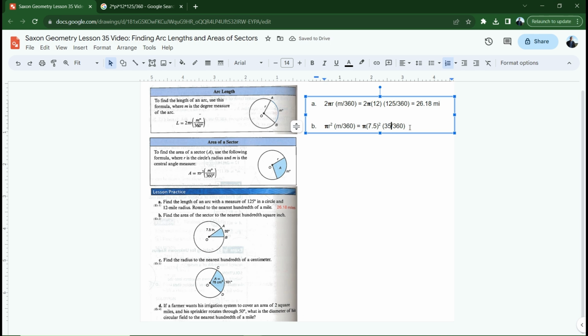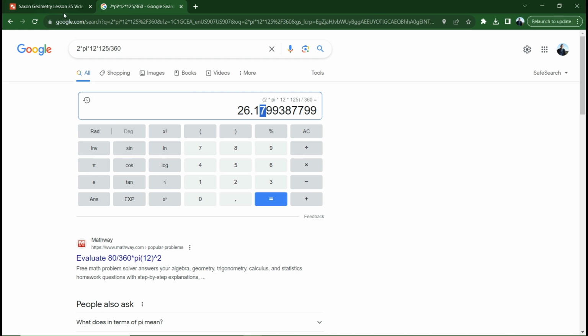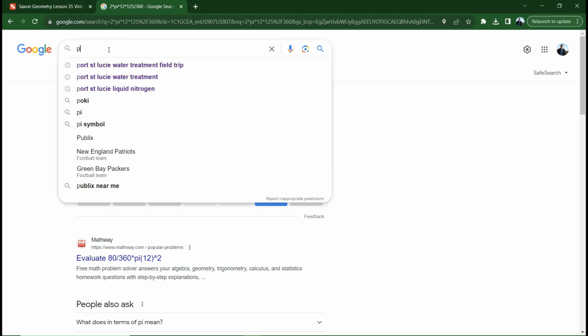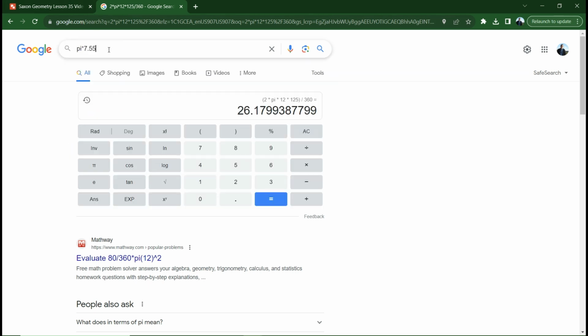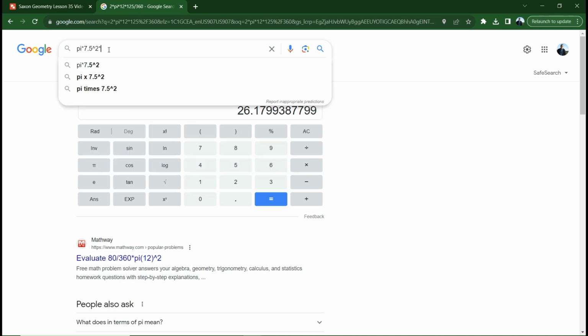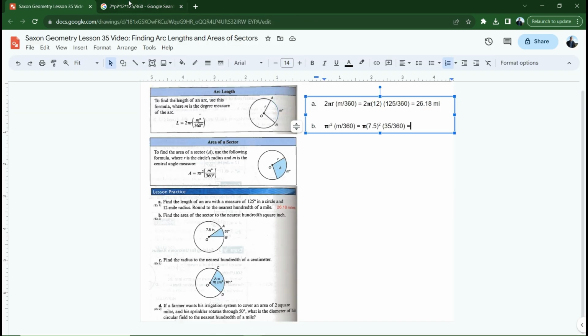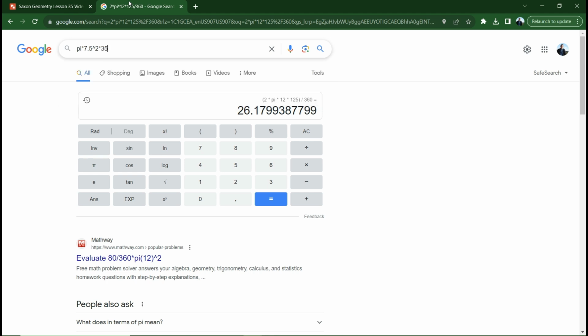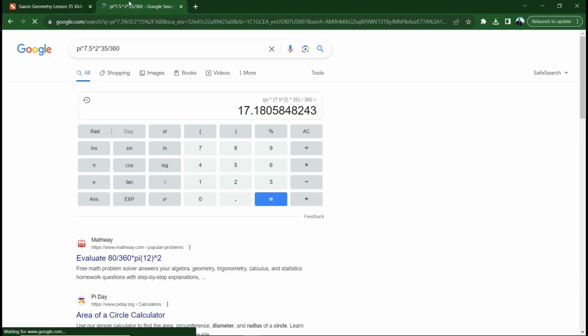It is really hard. You almost have to work to do the order of operations wrong on one of these. So it's going to be pi times 7.5 squared. Let's just type this in. Pi times 7.5 squared times 35 over 360. That should give me an area of 17.18, and I'm going to round that 8 down to just 8 because the next digit's a 0.